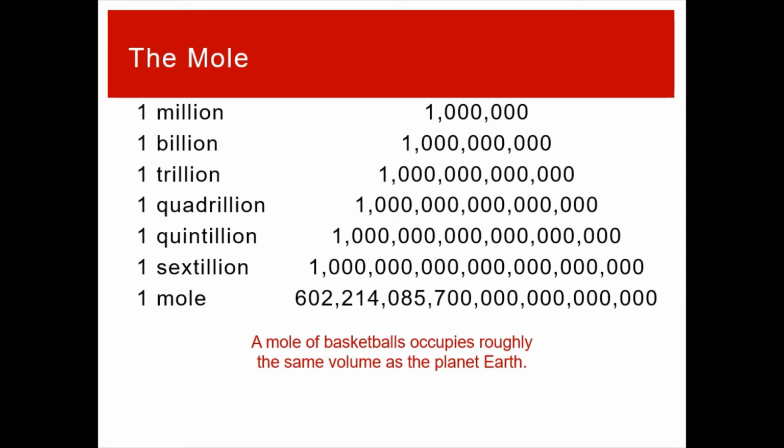Just to give you an idea, I've written out some numbers in not scientific notation. 1 million, billion, trillion, keep going up by basically 1,000 times 1,000 each time. So you can get to 1 sextillion, and then you can reach 1 mole. So 600 sextillion is the size of the number of objects in a mole.